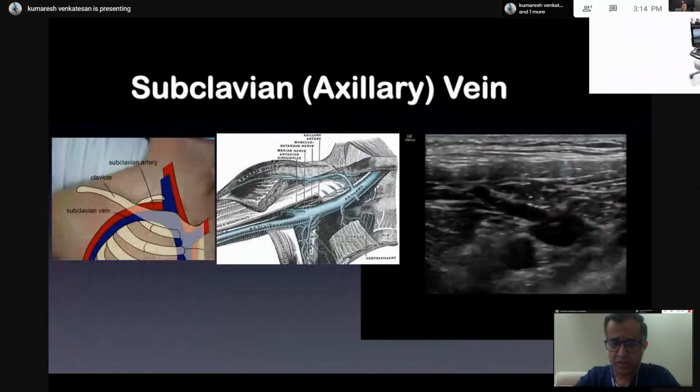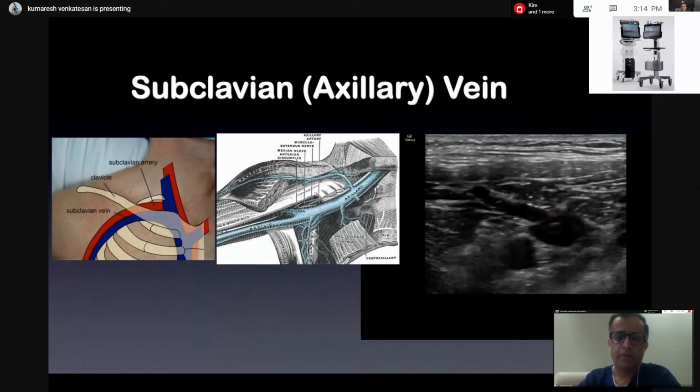The next vessel of interest is the axillary or subclavian vein. As you can see, the basilic vein, which comes from the arm, joins with the brachial vein to form the axillary vein. And the axillary vein, when it reaches the outer border of the first rib, becomes the subclavian vein, and it goes underneath the clavicle, then continues as the subclavian vein, and then joins the internal jugular vein.